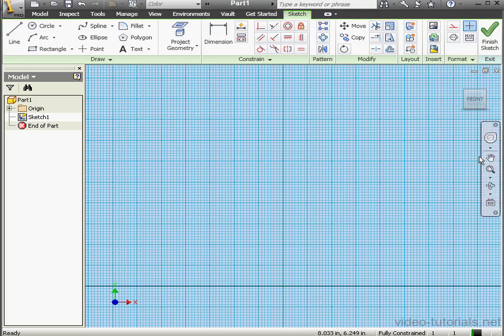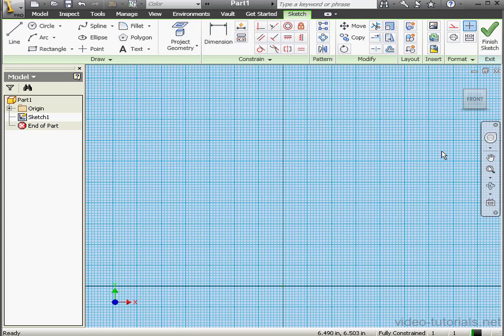Welcome to the second part of our tutorial on coordinate systems. In our previous lesson, we learned about the two types of coordinate systems that are used by Inventor, the Cartesian coordinate system and the polar coordinate system. In this tutorial, we're going to learn how to convert polar coordinates to Cartesian coordinates.